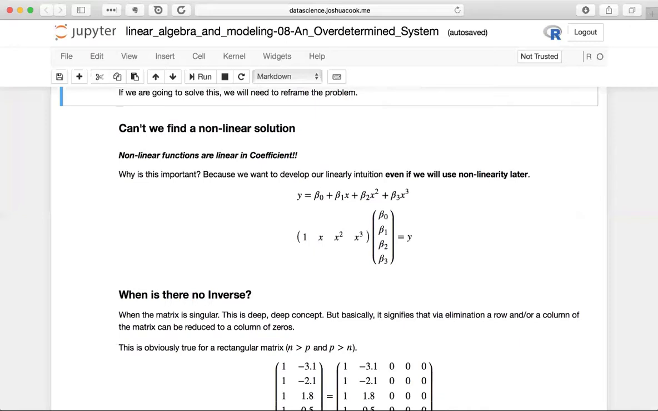Even a nonlinear solution here, this is a nonlinear equation, right, where we have x squared and x cubed. Even a nonlinear equation, you should look at this and you should say that is a dot product. So even nonlinear equations have linearity built into them. And so it's important for us to develop our intuition and our methods for working with linear equations.